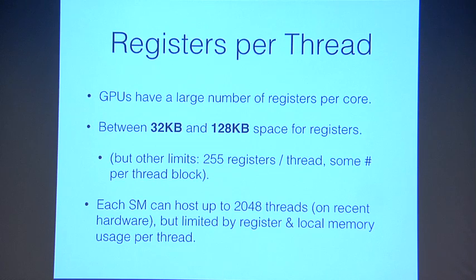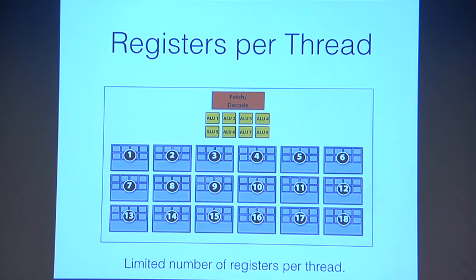GPUs have a large number of registers per core, like 128 kilobytes of registers, and up to about 255 per thread, which is quite high. I mean, the Intel CPUs have like 32 or 64 per thread, also limited by some number of threads per block. And each little processing unit can host something like 2,000 threads, maximum. But limited then again by how many registers in locality, basically the context size, right? So we talked about this.